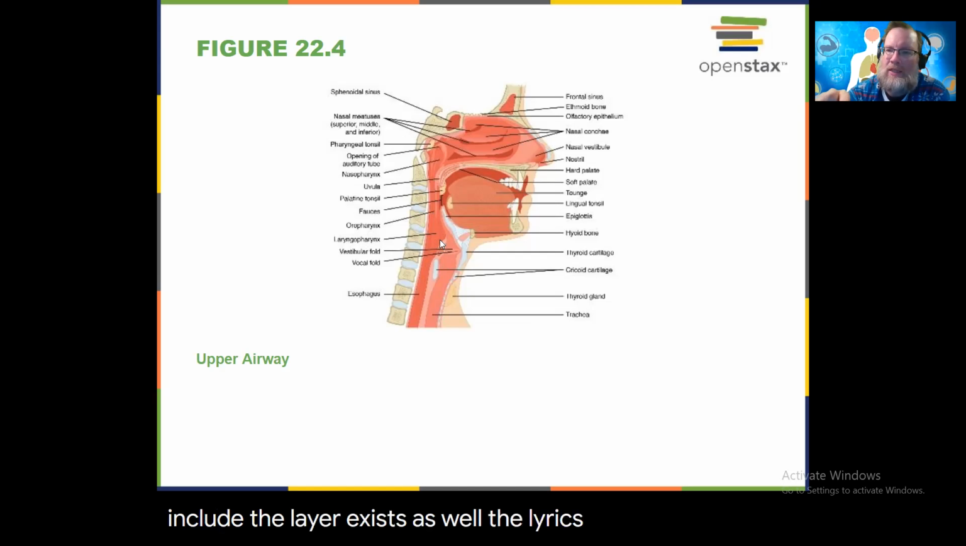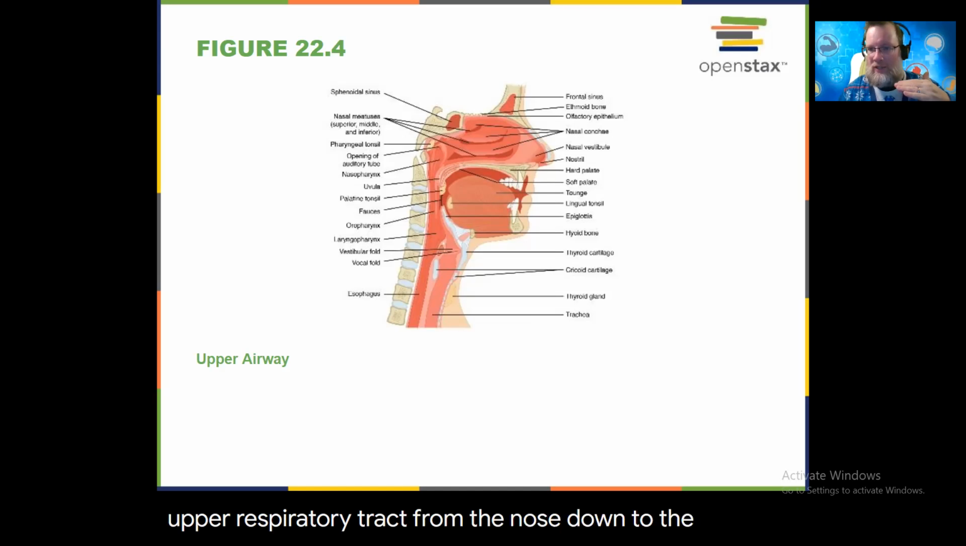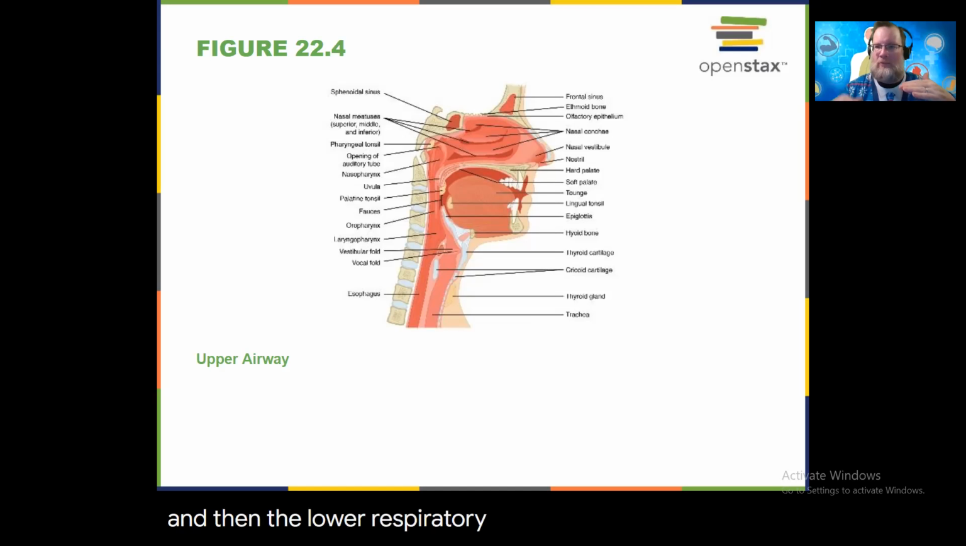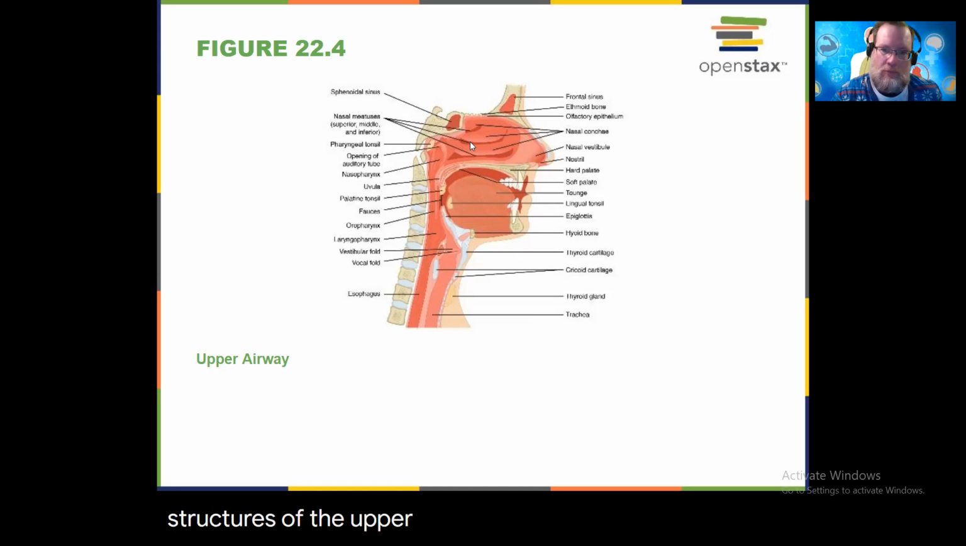The larynx is basically the dividing line. It's kind of like the diaphragm separating our thoracic cavity and our abdominal cavity. We've got the upper respiratory tract from the nose down to the larynx, and then the lower respiratory tract from the larynx all the way down to what we call the bronchioles and then the alveoli, or the air sacs. We'll look at that in just a few minutes, but those are the primary structures of the upper respiratory tract.